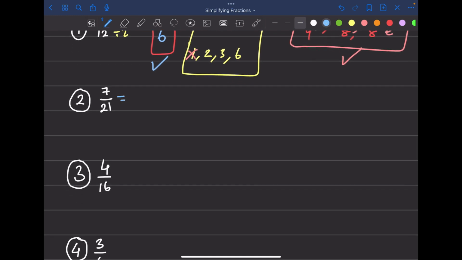7 over 21. Okay, let's try this again. We can first notice that 7 and 21 are not even numbers. So dividing by 2 will not work. Let's try something else. Let's try dividing both of them by 7. So divide by 7, divide by 7. 7 divided by 7 is 1. 21 divided by 7 is 3. And we are done, because since the numerator is a 1, there's nothing you can divide 1 by to get a number that's less than 1. So that's it. 1 over 3 is the simplest form of this fraction.